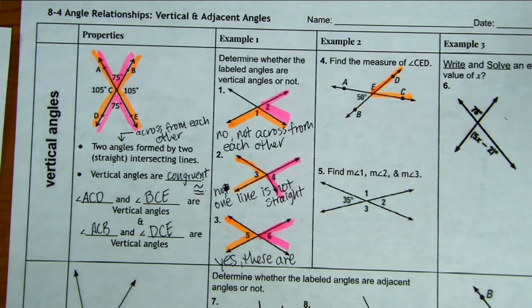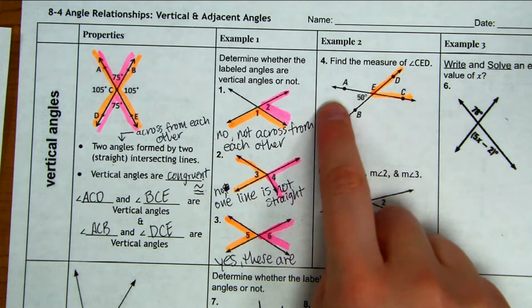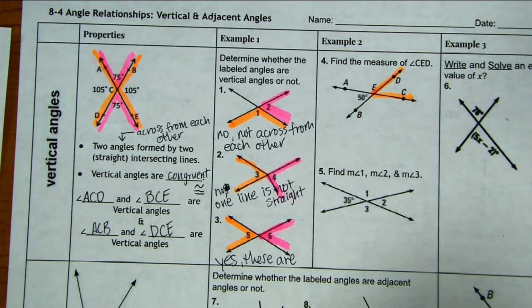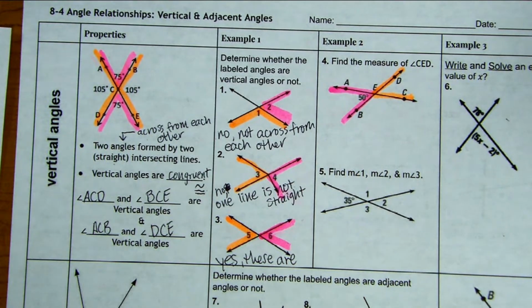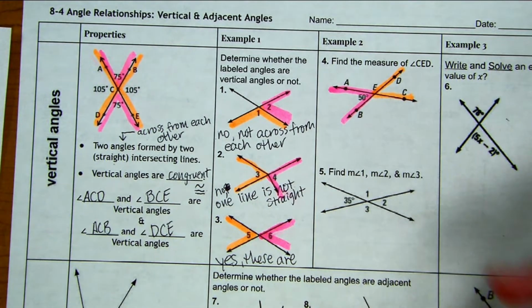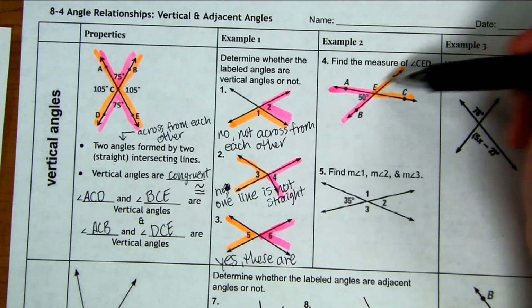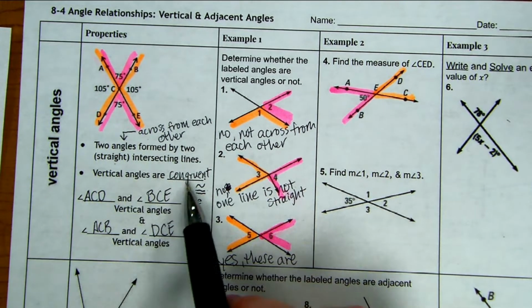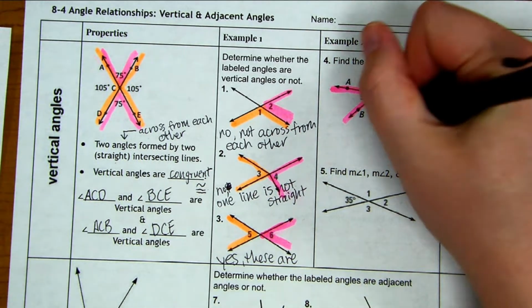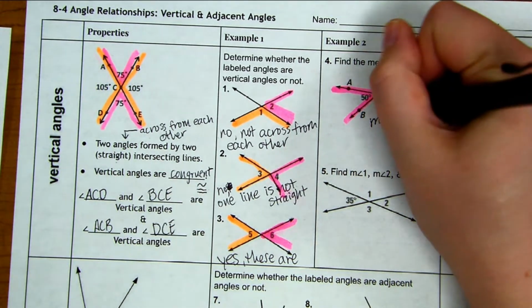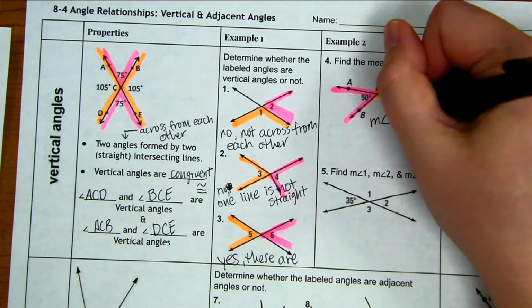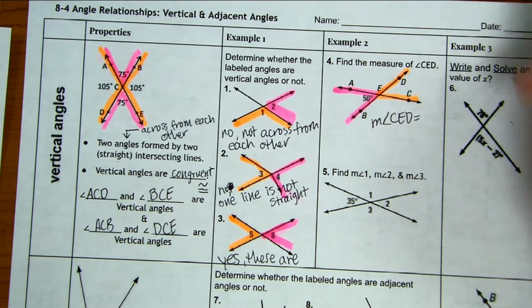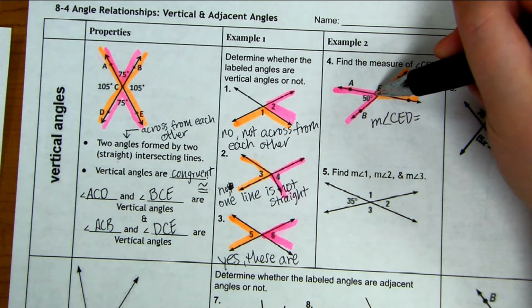Well, if I trace this angle CED, I can see that's this angle over here. And if I'm looking in the diagram, I can tell that this is a vertical angle with angle AEB. So that means, because they are vertical angles, that they have to have the same degrees, because vertical angles are congruent. So that means we can say the measure, or M, of angle CED equals the degrees of its vertical angle, which is 50 degrees.